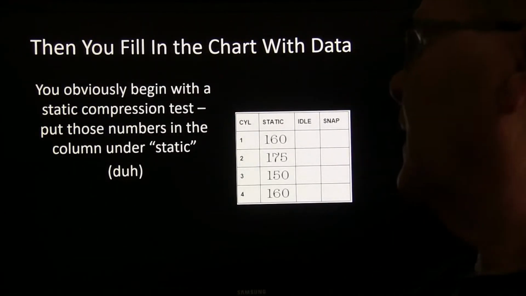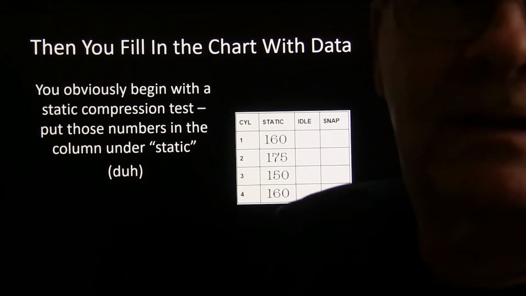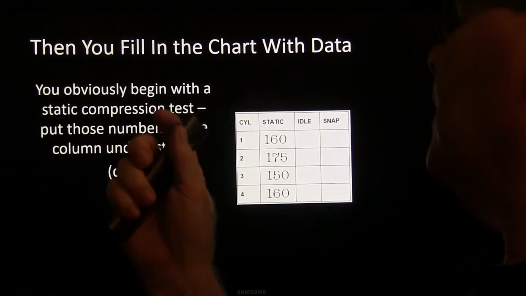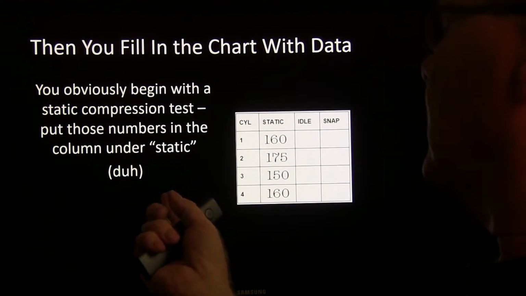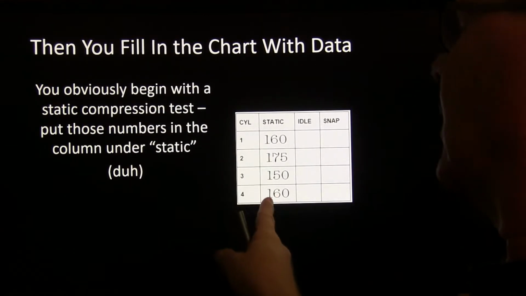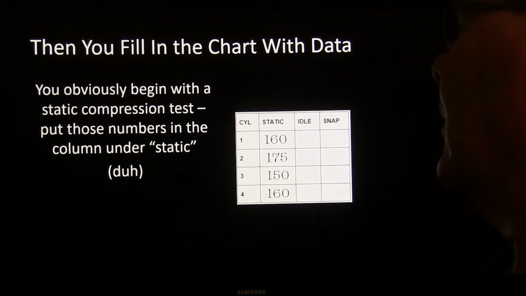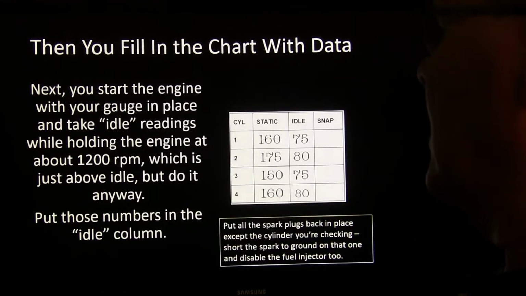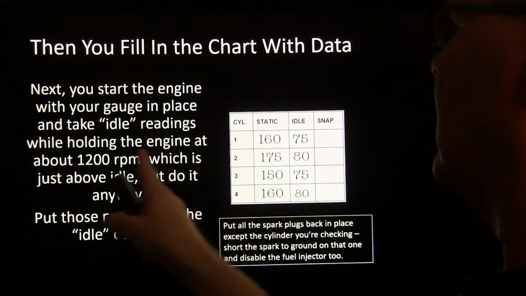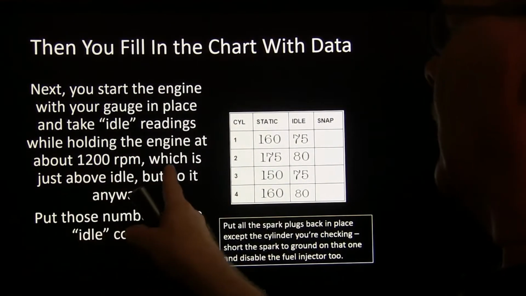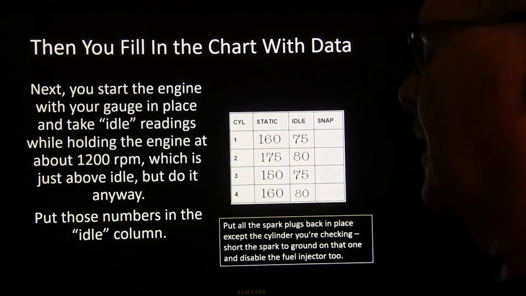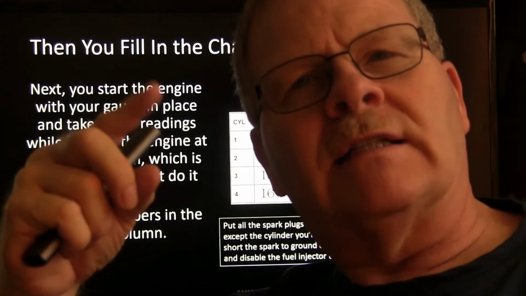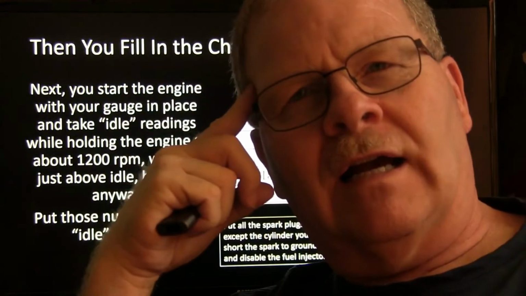All right, now you obviously begin with a static compression test. Put those numbers in the column under static. That's what you're going to write right in there. That's your static compression test. Next, you start the engine with your gauge in place and take idle readings while holding the engine at about 1200 RPM, which is just above idle. So you can actually watch that needle and tell what kind of reading you're getting.